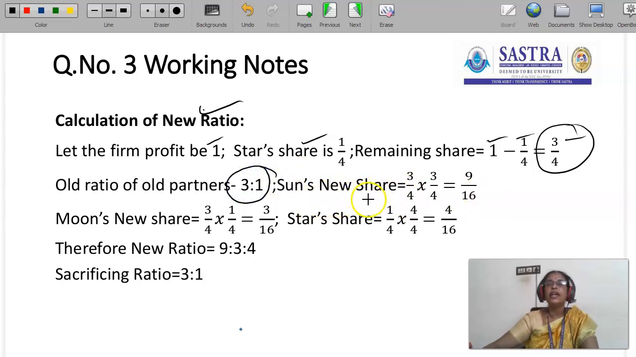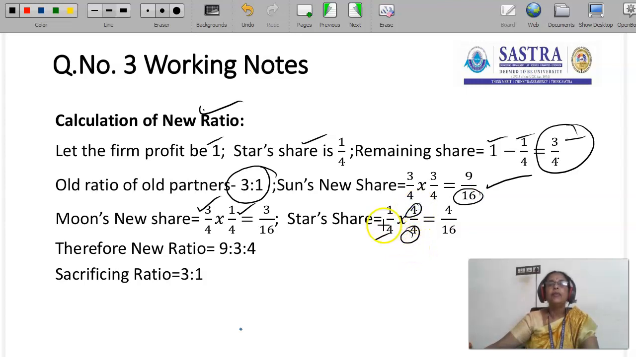So Sun's new share is 3/4 into 3/4. 3/4 is the remaining profit, another 3/4 is the old ratio. So 3/4 into 3/4 is 9/16. Then Moon's new share: the remaining profit is 3/4, his old share is 1/4. So 3/4 into 1/4 is 3/16. Star's share is 1/4. The denominator is 16 and so it should be multiplied with 4/4.